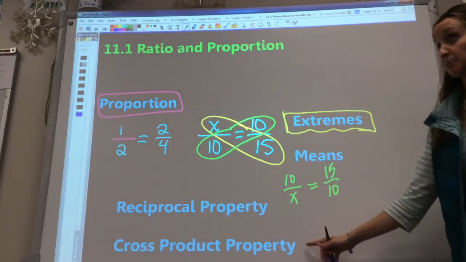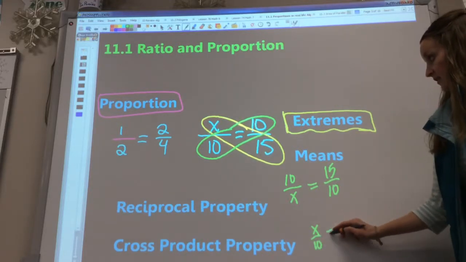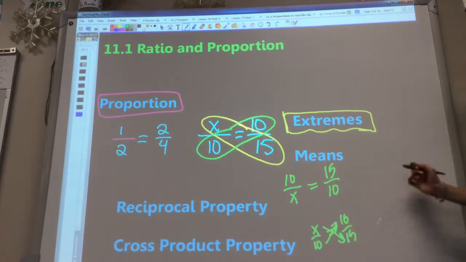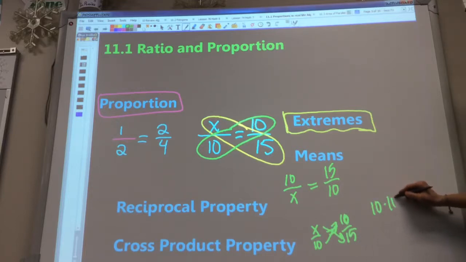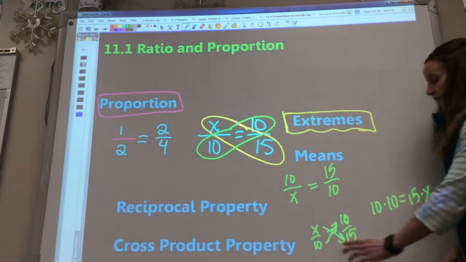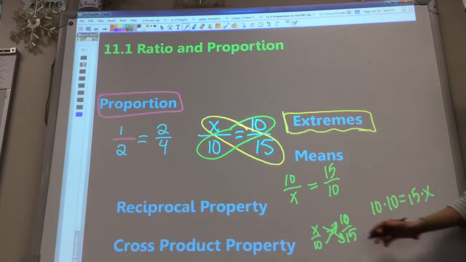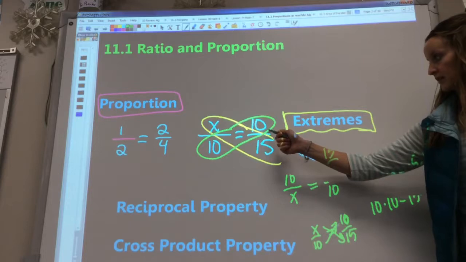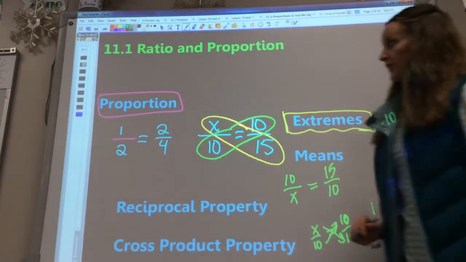The cross product property just says, with x over 10 equals 10 over 15, that we can multiply cross products. So we would get 10 times 10 has to equal 15 times x. Once again, cross product allows us to cross multiply. And notice that we're multiplying the means by the extremes, and we set it equal to each other.